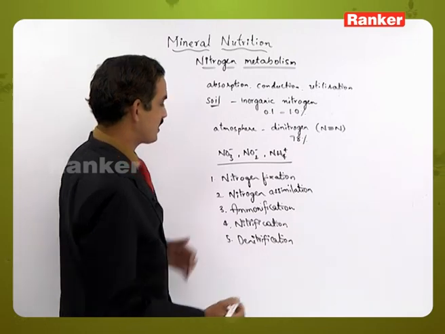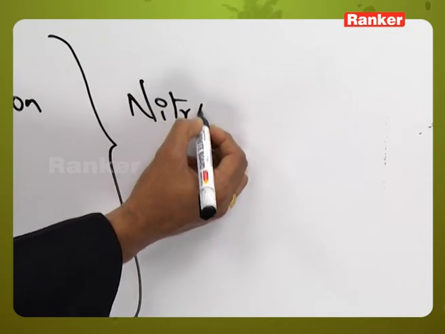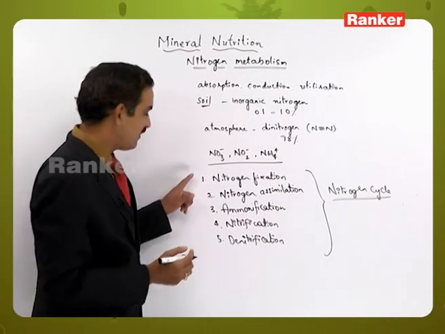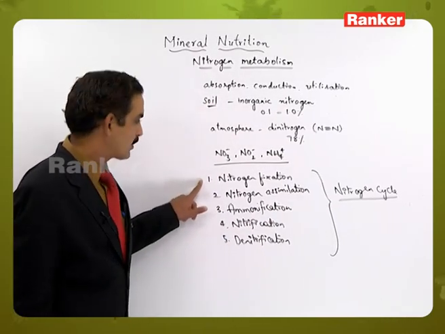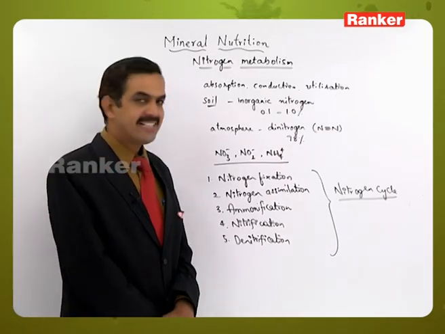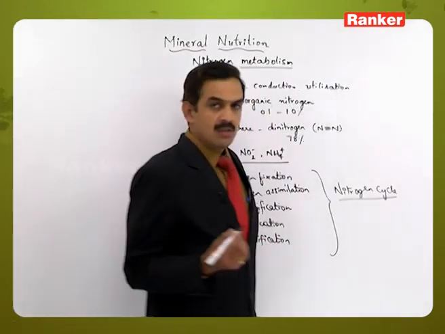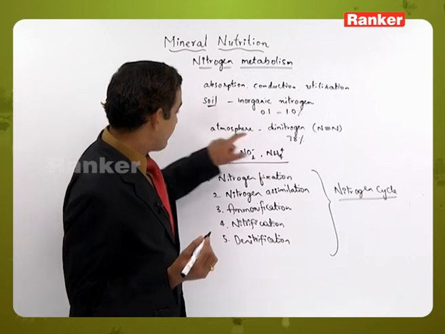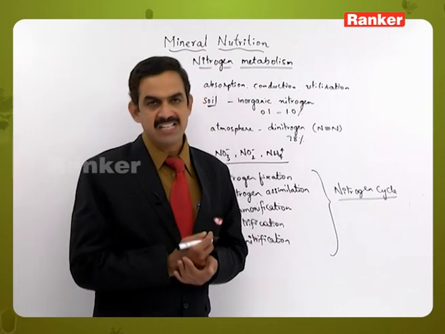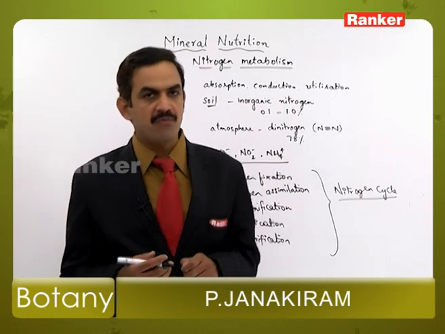So in nitrogen metabolism we are going to study the nitrogen cycle. This entire process of the nitrogen cycle is studied under 5 steps: nitrogen fixation, nitrogen assimilation, ammonification, nitrification and denitrification. So what do we mean by the nitrogen cycle? Earlier we said that in the atmosphere dinitrogen is present, which accounts for 78%, but it is an unavailable form of nitrogen to the majority of plants.